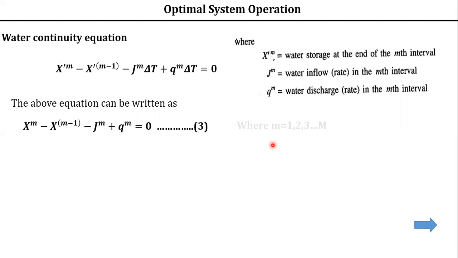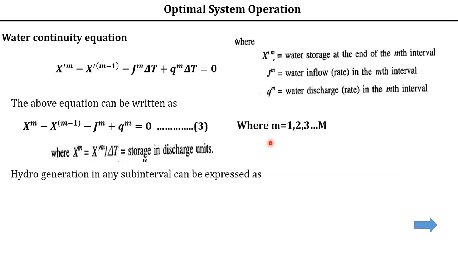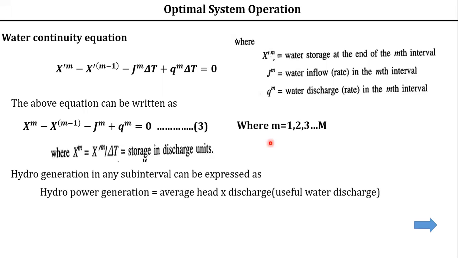Okay, now M is varied from 1 to 3, and I have already explained, this is storage in discharge units, that's what I am telling. So where Xm is your storage in discharging units. Now hydro generation in any sub-interval. So what is the hydro generation during each sub-interval? Hydropower generation is equal to the average head. Please remember this, how to represent the hydro generation in any sub-interval. That is equal to average head into discharge.